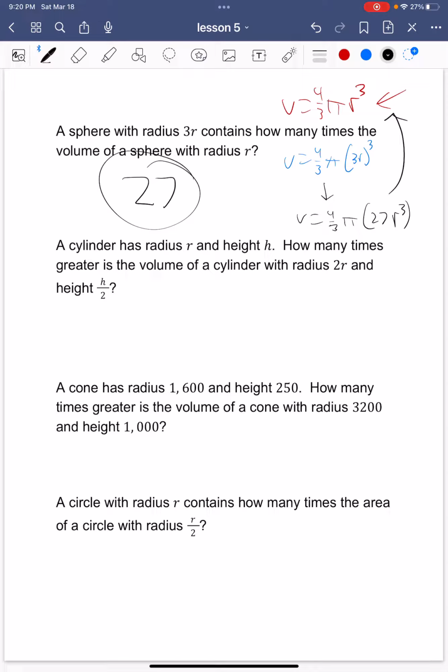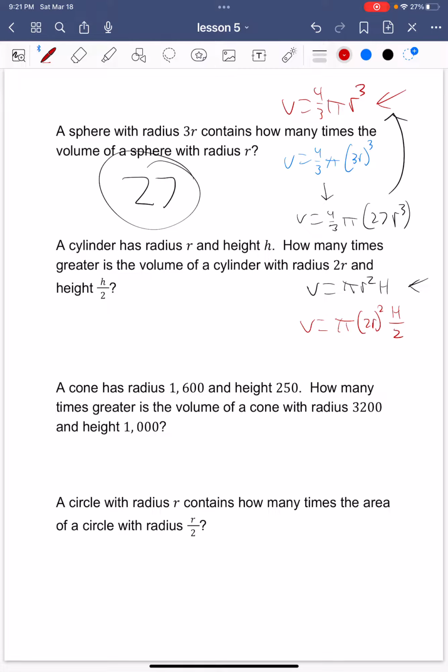A cylinder has radius r and height h. How many times greater is the volume of a cylinder with radius 2r and height h over 2? So we know that the volume of a cylinder equals, not 4/3, that's the start of a sphere, equals pi r squared times height. So one of them has a radius r and height h. That's just this. Another one has radius 2r and height h over 2.